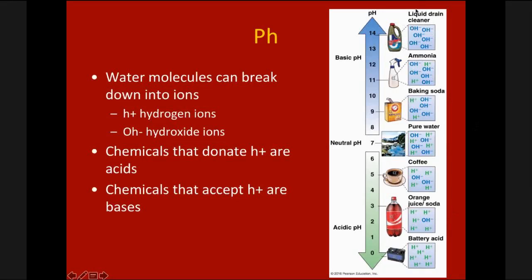So here we can take a look at Drano. Look at that, alkali or basic pH, all those OH ions. So when you dump this down your drain, the OH ions are binding the hair that's clogged in there and breaking it apart, so that you can clear the drain. So pH is looking at the concentrations of OH or H ions in a solution and how reactive it is. Good so far?